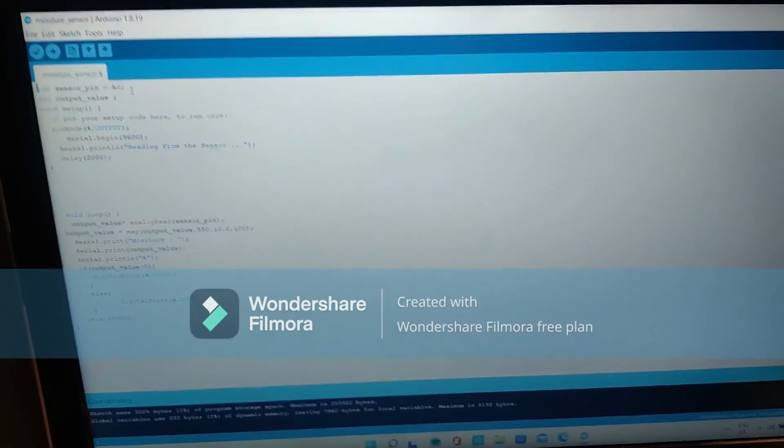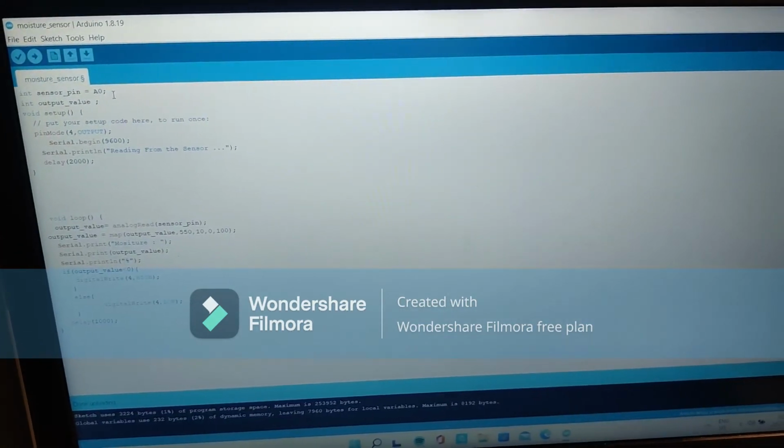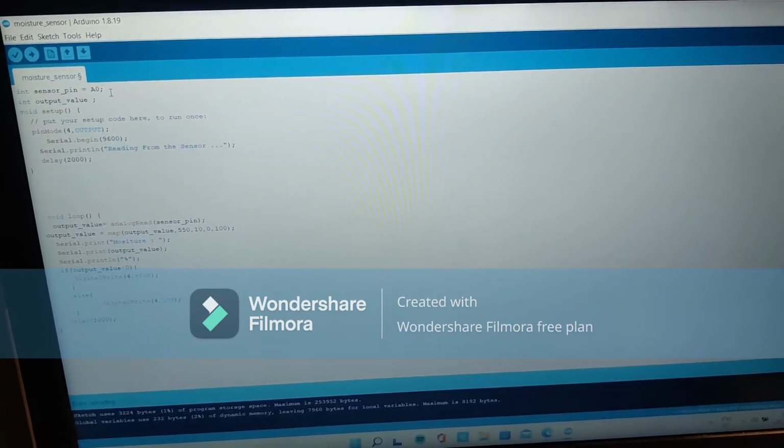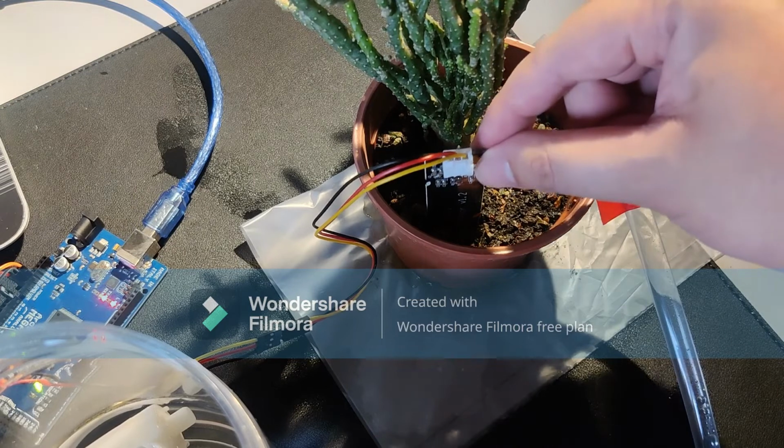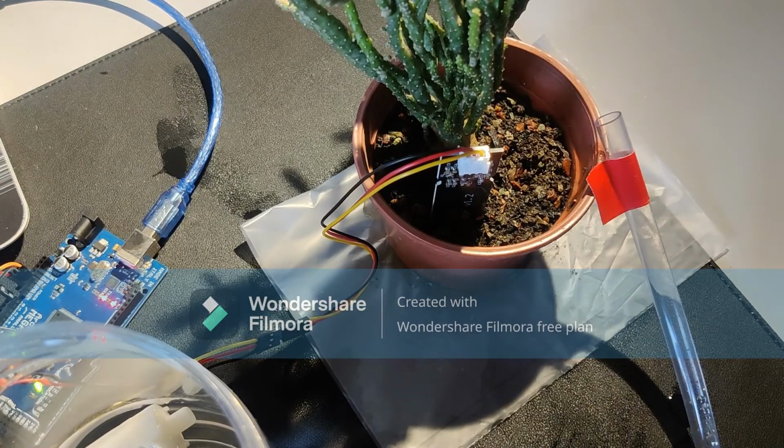Next, I'm going to show you the code that I use. It's just a simple code. So basically how it works is when the moisture sensor detects the soil is moist, the water pump will not automatically turn on because it is already moist. Whereas if the soil is not moist, the pump will detect from the board that the soil is not moist enough and needs to be watered.